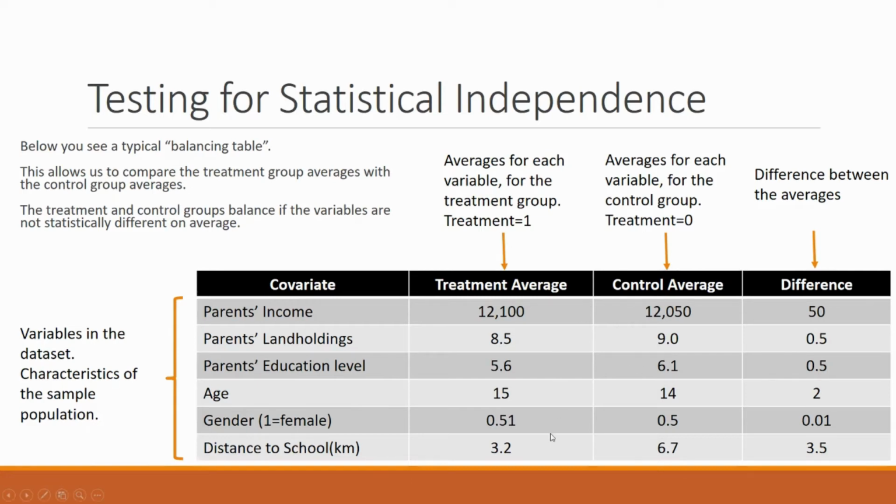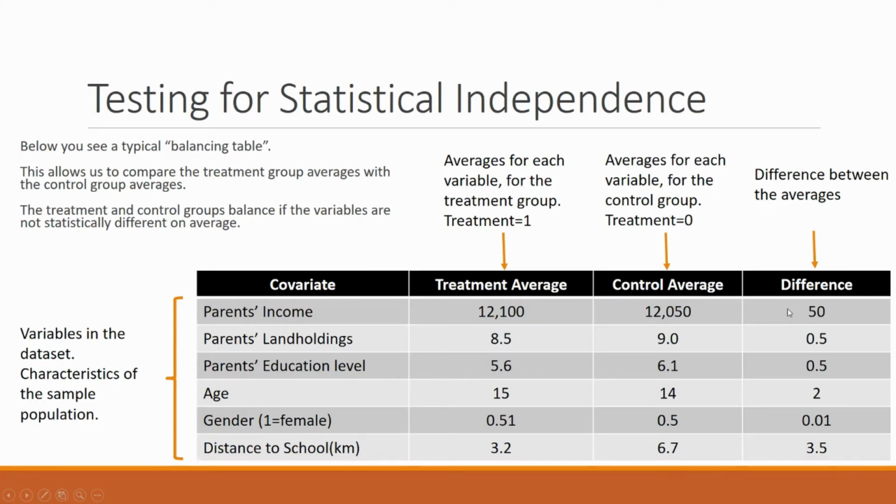So we find these averages for the treatment group, and then we do the same thing, find the average for the control group. Then we calculate the distance between these averages. Here's the difference between parents' income, between the treatment group and the control. Here's the difference between parents' land holdings, between the treatment group and the control, etc. So here are the differences.